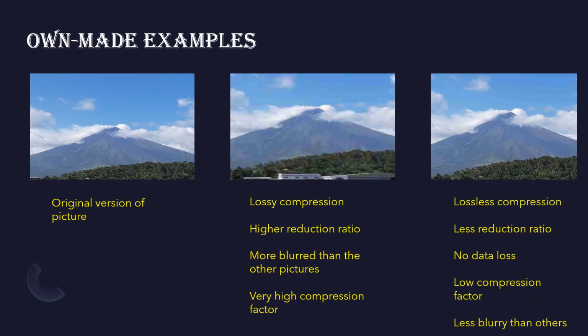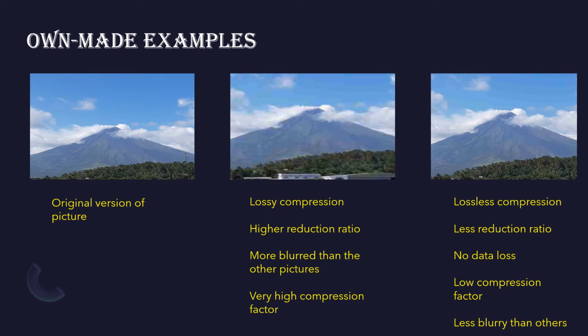As a summary of my own made examples, here's the comparison. If you look at the original version of the picture, of course it's the most clear of all. Then the lossy compression is the most blurred, and the lossless compression, which as I said in the previous slide, is somewhat similar in resolution to the original version of the picture. So the lossy compression has a higher reduction ratio. That's why it's more blurred than the other images, and thus it has a very high compression factor.